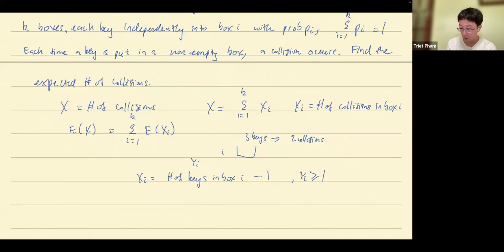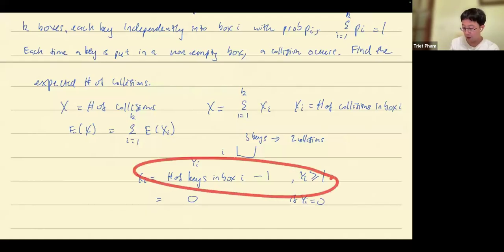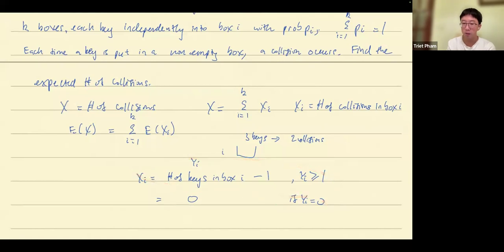For example, if you have 1 key in the box, then the number of collisions is 0, because that's the only key in the box. But you can also have no key in the box, in which case you have no collision, because the box is empty anyway. So that's the only thing that is a little bit tricky about this problem. You have to separate out the 2 scenarios. Are we clear on this?